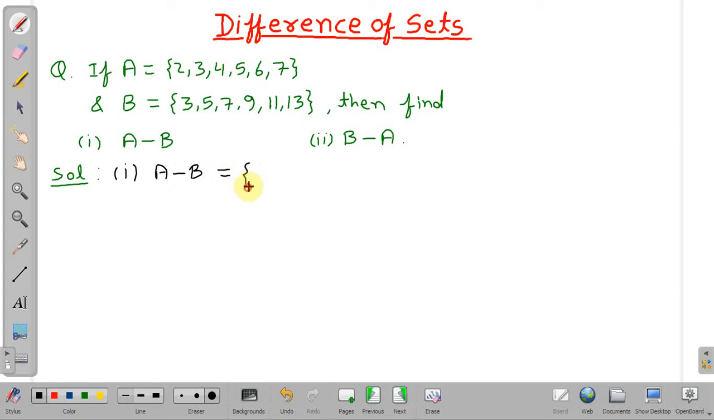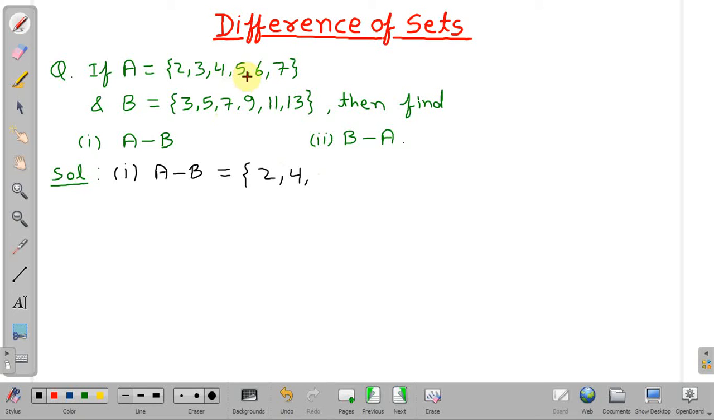So we will see. Now we consider set A. 2 is not a part of set B, so A minus B will include 2. The next element of A is 3, but you can see it is a part of B, so we have to remove this. We will not consider it in A minus B. The next element is 4, which is not a part of set B, so A minus B will contain 4.